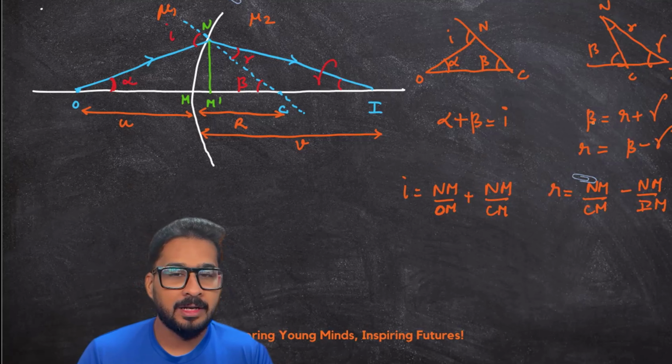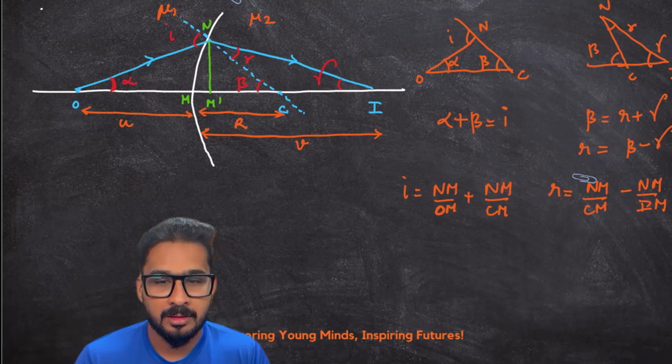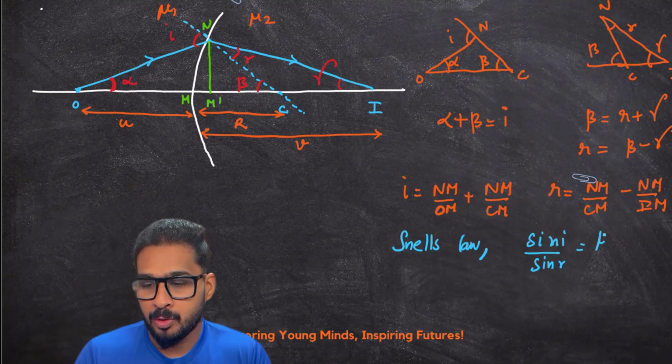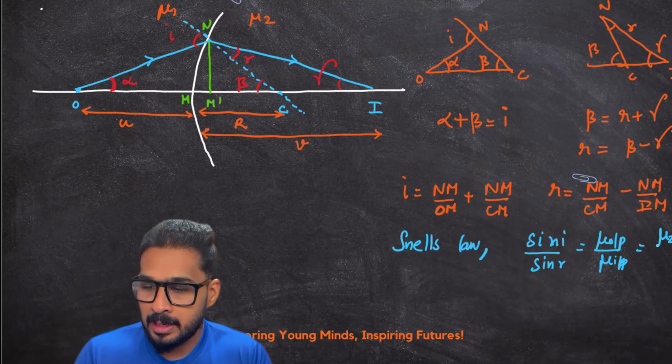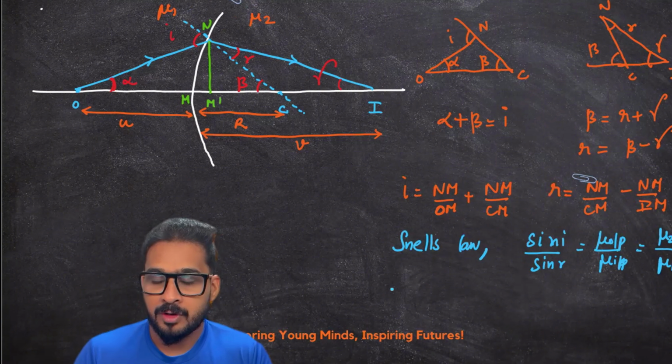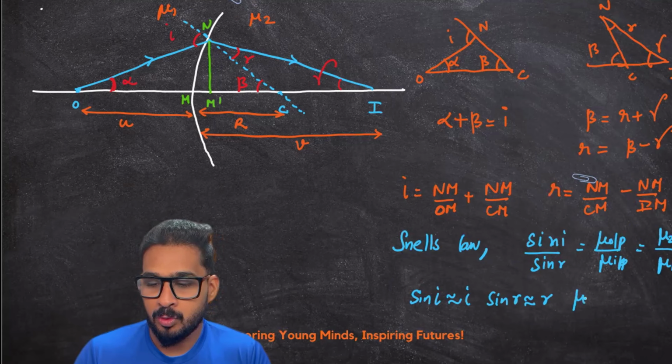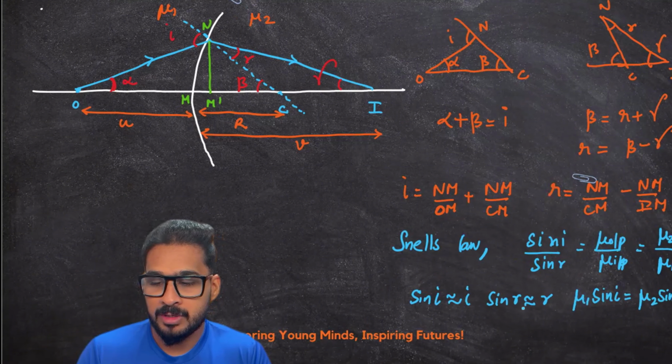Now applying the refractive index formula, that is Snell's law, sin i by sin r is equal to mu output medium divided by mu input medium, which is equal to mu2, where the ray is leaving, and mu1, where the ray is entering. So from here, for small angles, I can approximately write sin i is approximately equal to i, and sin r is approximately equal to r. Now cross multiplying, I can write mu1 into sin i is equal to mu2 into sin r, which comes out to be mu1 into i is equal to mu2 into r.